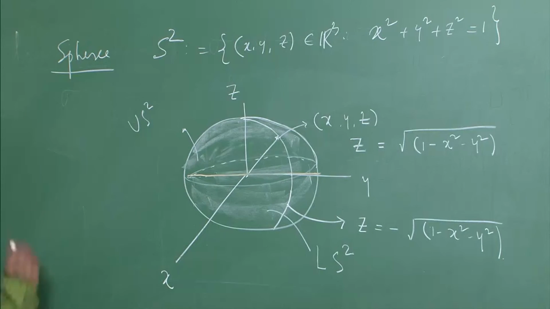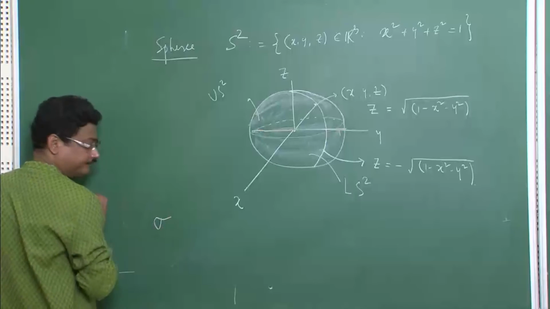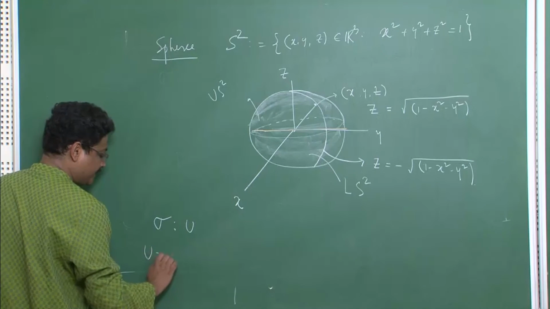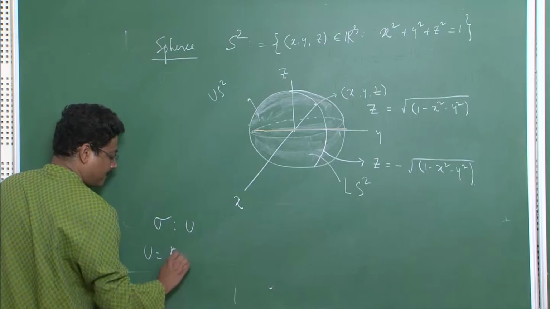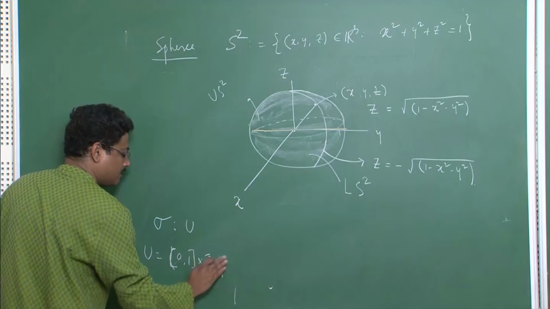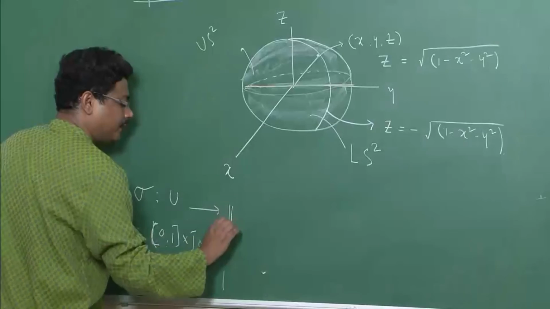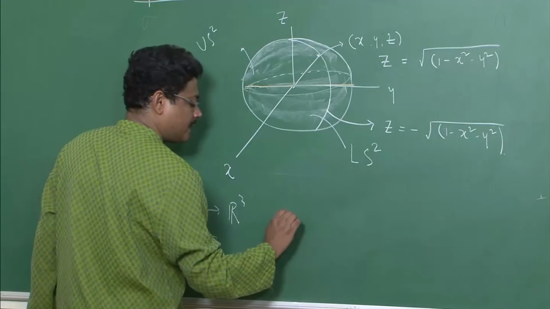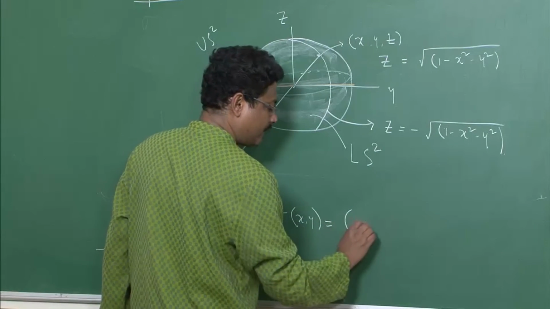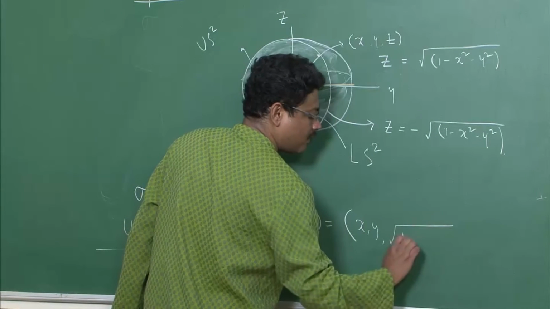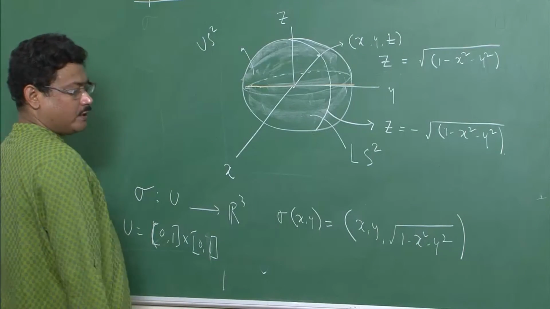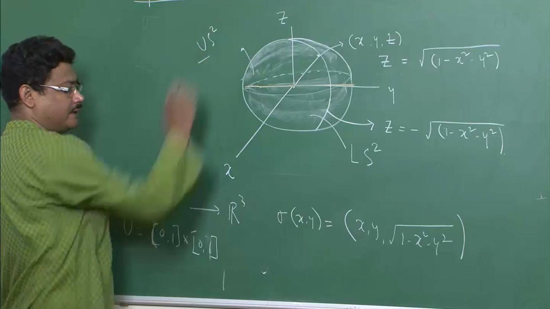According to our definition, if I take sigma from u, where my u is (0,1) cross (0,1), to R3, sigma of xy equal to (x, y, square root of 1 minus x square minus y square), then this will cover the upper hemisphere of the sphere.